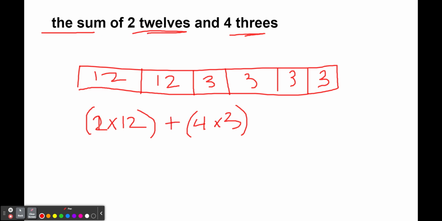So I need to go ahead and add my 2 12s together, which is going to be 24. And then I'm going to go ahead and multiply my 4 3s, which is going to be 12. So now I add 24 plus 12, which is going to give me 36.